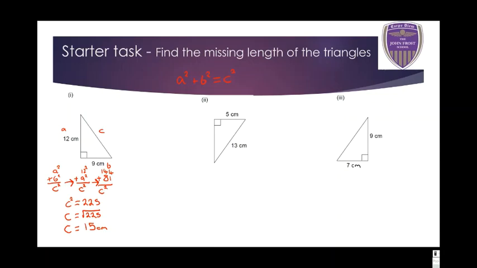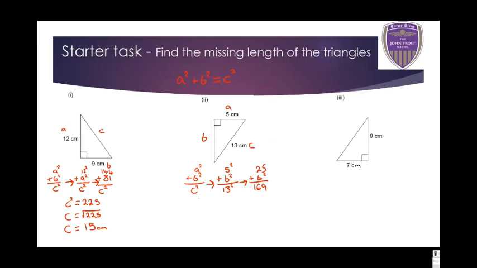If we label up the sides of this triangle, we've got a, b, and c, c being the hypotenuse, remember. Again, a squared plus b squared equals c squared. We said that a was 5, so 5 squared plus b squared is equal to c squared. Well, c is 13. If we solve these, 5 squared is 25, so 25 plus b squared is equal to 169, which is 13 squared.